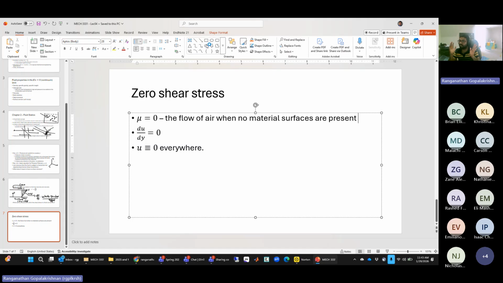It will just preserve its energy, because viscosity is not something that will work unless there is a surface causing a shear force. So whenever there is fluid flow, it need not even be air, fluid flow of air or water when no material surfaces are present or nearby, that is a good situation where you can call the viscosity negligible because its effect is very minimal.